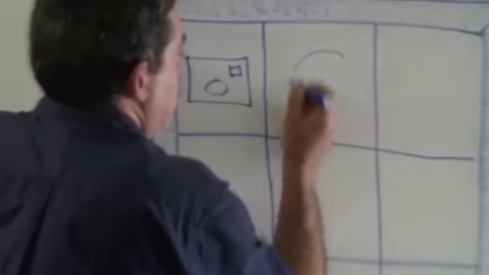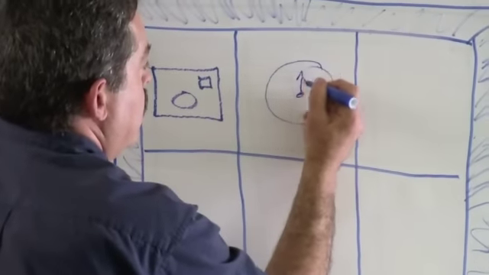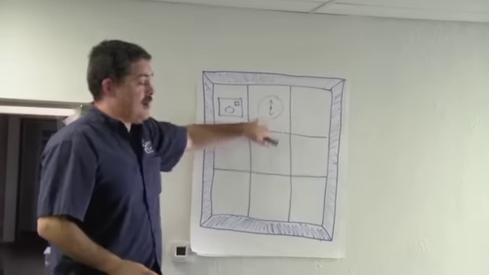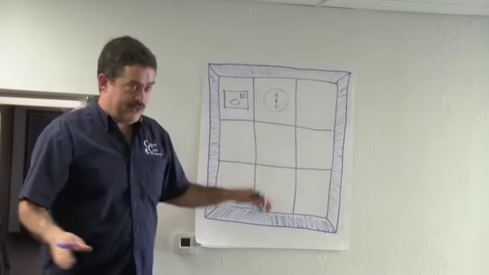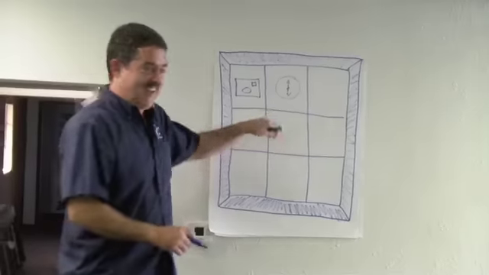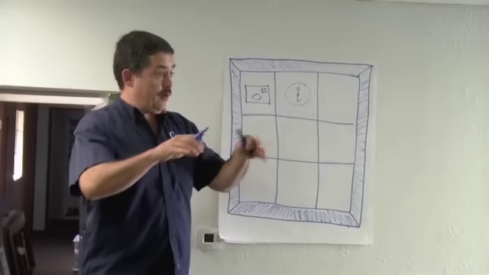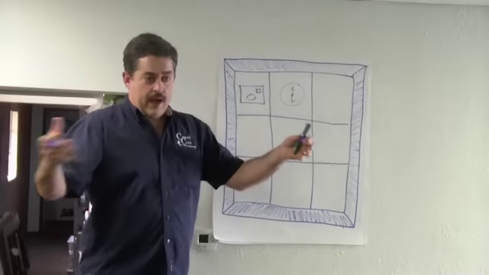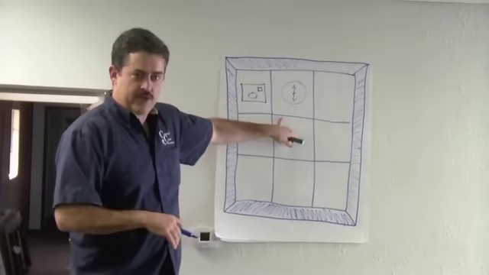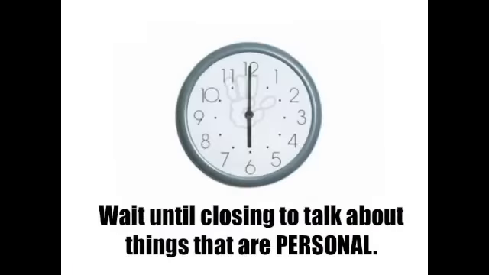Second one is a clock. It's pointing at 6 o'clock because that happens to be when we close. But this one means talk about things that are strictly personal in nature at 6 o'clock. So your love life, your weekend plans, all of that, talk about it at 6 o'clock. How the program is operating, how supervision is happening, talk about all of that during the program. But stuff that's strictly personal in nature, talk about it at 6 p.m.